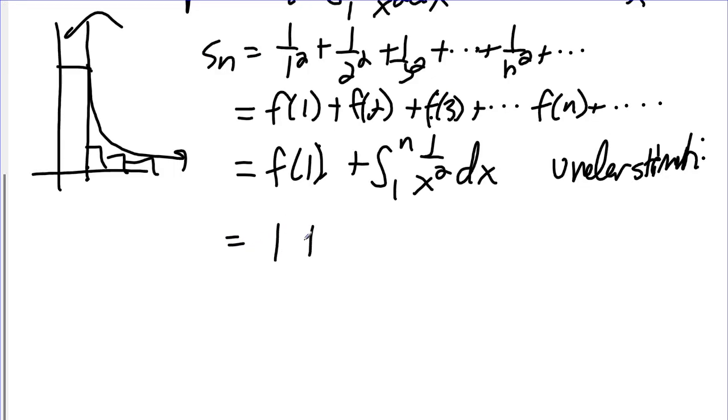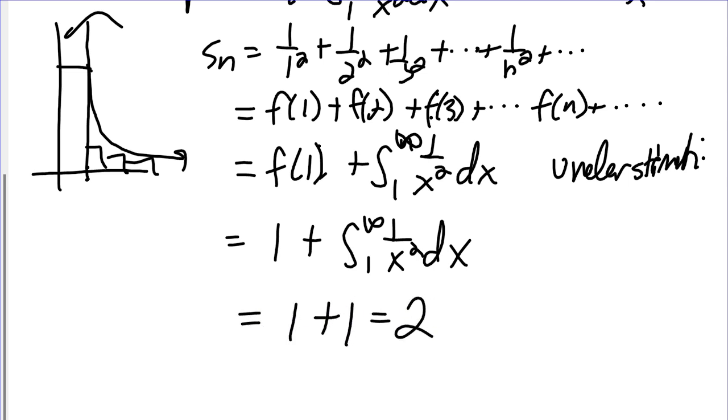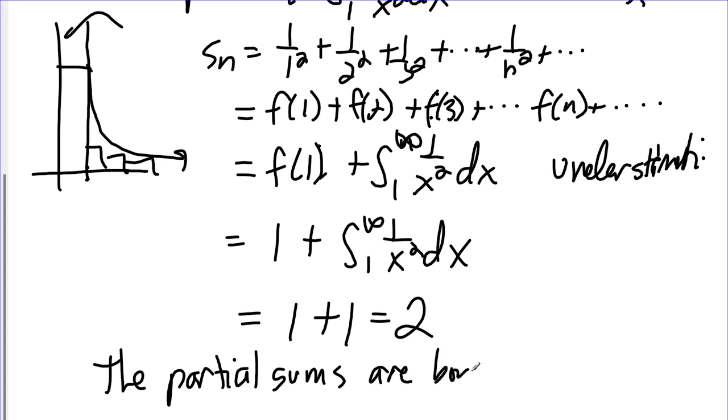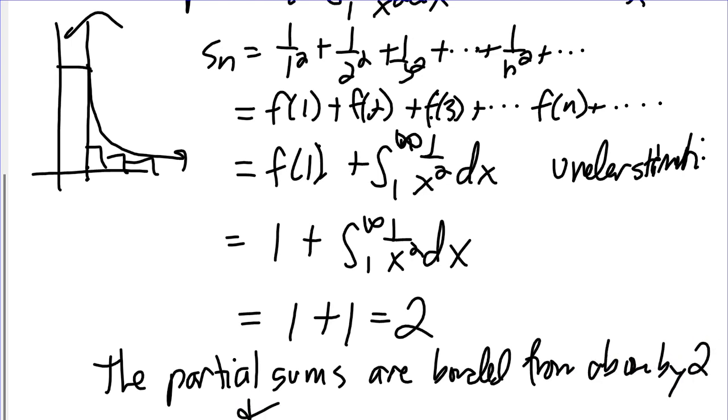Therefore, we're going to get 1 plus the integral from 1 to infinity of 1 over x squared dx. That should have been an infinity up there, which we've worked out before. And so this has to be 1 plus 1, which is 2. Therefore, the partial sums are bounded from above by 2, and the series converges.